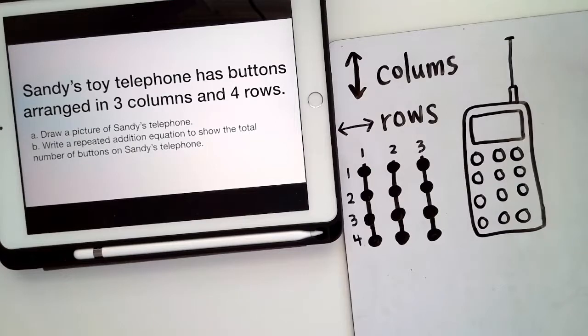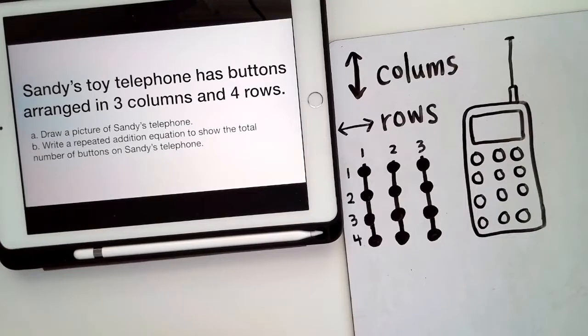The next one is, I need to write a repeated addition equation to show the total number of buttons on her telephone. Because did the question even tell us how many buttons there were? No, it didn't. So now we're going to write a repeated addition equation. Now, if you can remember, there are two different equations you could write.